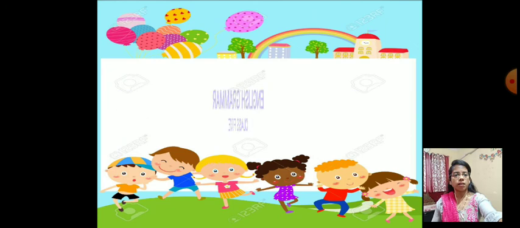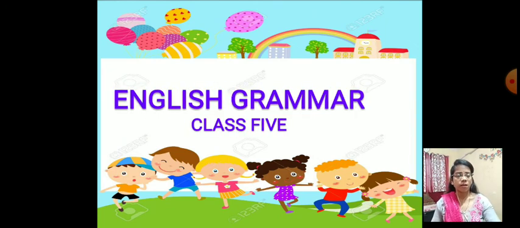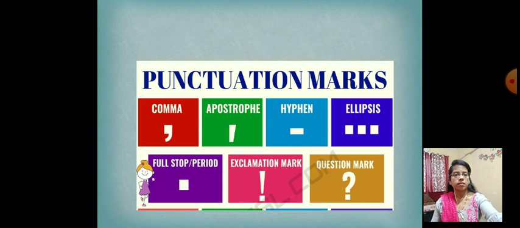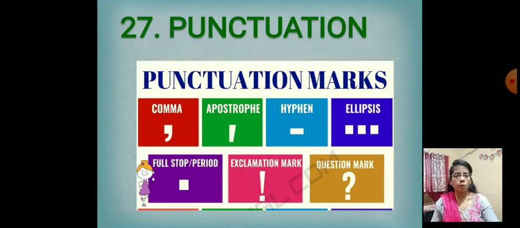English Grammar Class 5. We are going to learn the next chapter from our English Grammar workbook, a very important topic in the grammar section, chapter number 27, punctuation. Let's see.